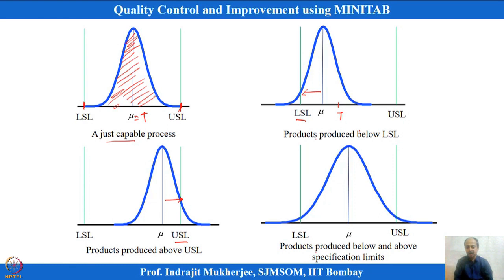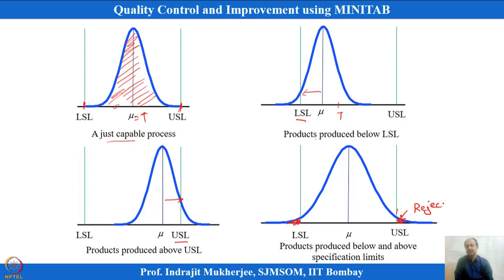If my variation is very high, in that case what you can expect is that there will be certain fallouts over here, because if you remember the normal distribution, some fallouts will happen over here, and this is rejection basically.